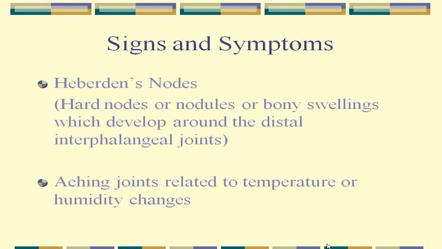So our signs and symptoms, we have our Heberden's nodes. These are hard nodes or nodules or bony swelling which develop around the distal interphalangeal joints. So where are our phalanges? Our fingers. Okay, so the Heberden's nodes tend to develop around the distal interphalangeal joint. And so this is the distal interphalangeal joint. This first joint right underneath the nail, that's our distal interphalangeal joint.